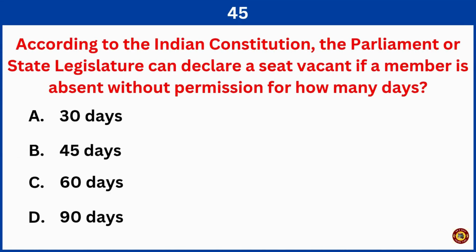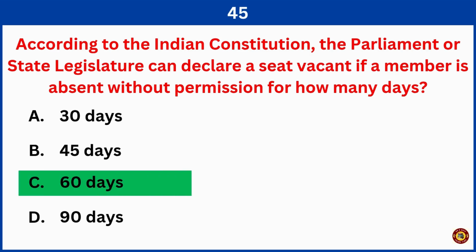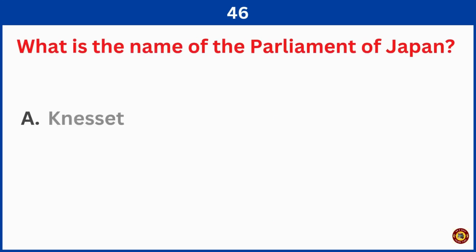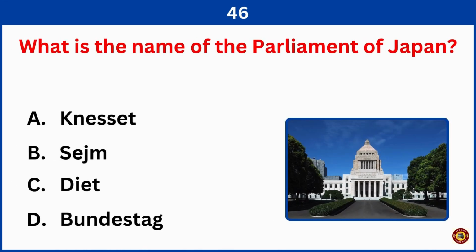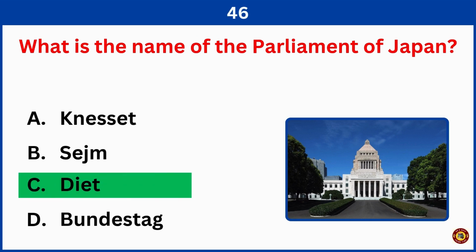According to the Indian Constitution, the Parliament or state legislature can declare a seat vacant if a member is absent without permission for how many days? Right answer is option C, 60 days. What is the name of the Parliament of Japan? Right answer is option C, Diet.